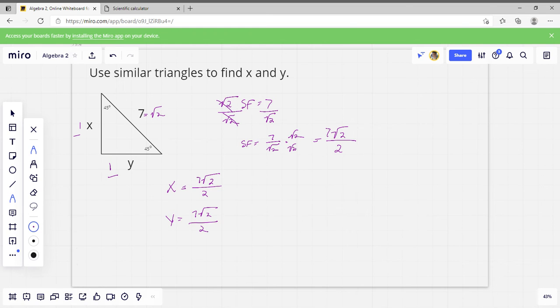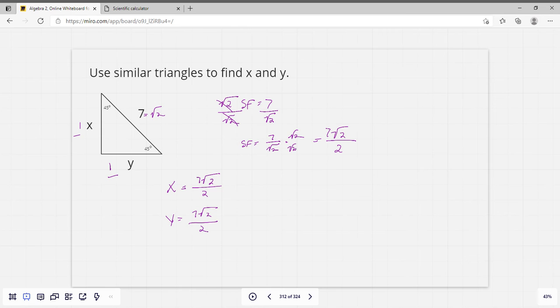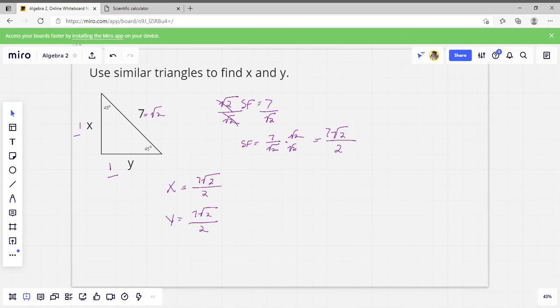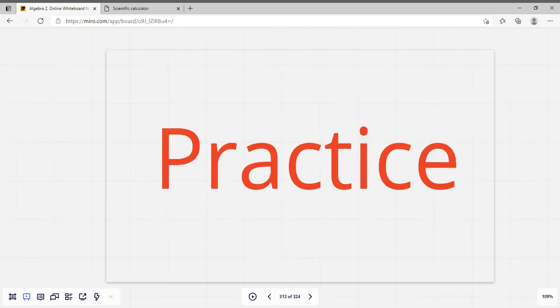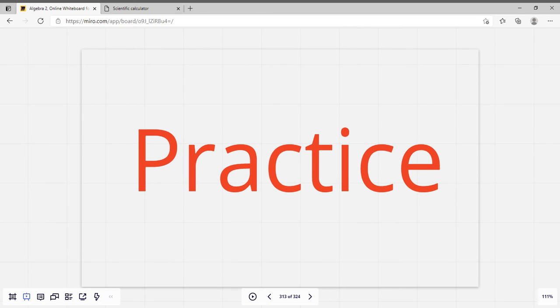Easy peasy. Alright, those are easy just because this is 1. So once you know what your scale factor is, your x and y are going to equal whatever that scale factor is, because you're just multiplying by 1. Alright, pause the video and work the practice problems, and I'll come back and work them for you.